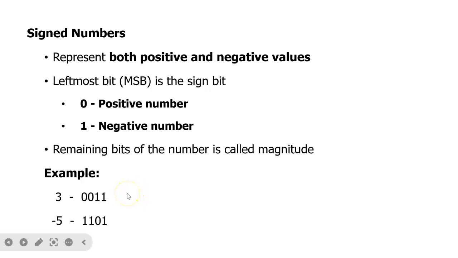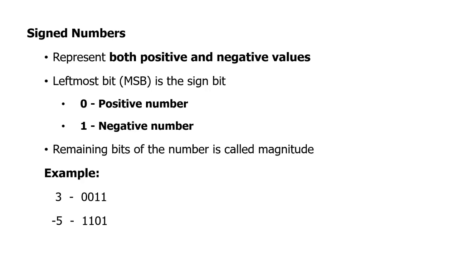The signed integers can represent both the positive and the negative numbers. The leftmost bit of the binary number, that is the most significant bit, is indicated as a sign bit of the number. If the sign bit is 0, the number is a positive number, and if the sign bit is 1, the number is said to be a negative number. The remaining bits of the number represent the magnitude of the number.